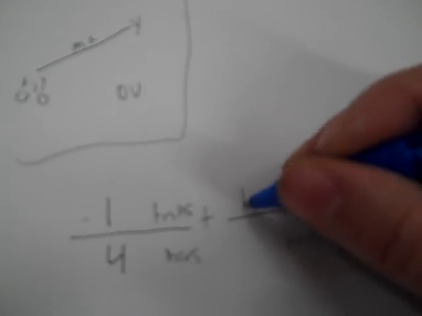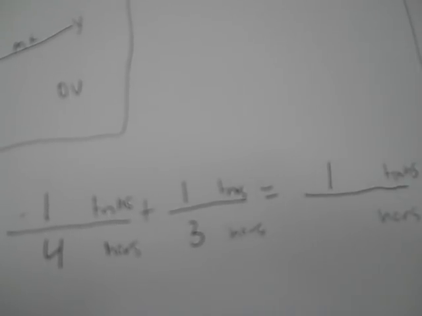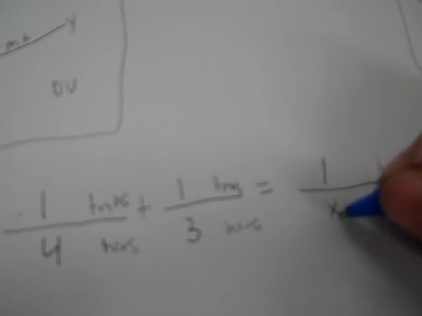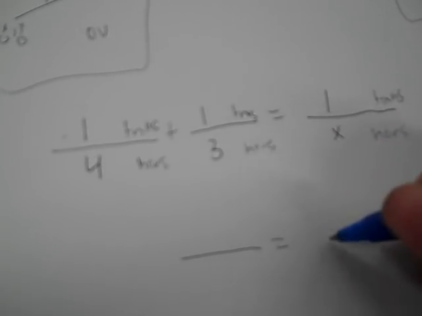Okay, so I know that one pump working by itself can do one tank in 4 hours. Another one can do one in 3 hours. Now, when they work together, they're still going to fill up one tank, but I don't know the hours it's going to take to do it. Now, if you remember before, what we did was we just added 1/4 plus 1/3. Okay, and that can be done on a calculator. 1/4.